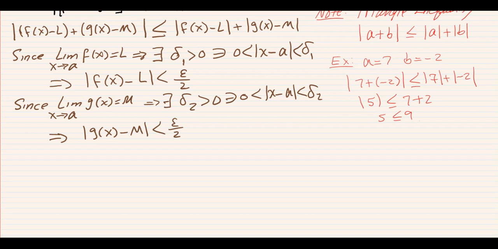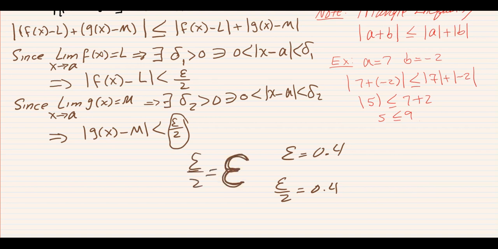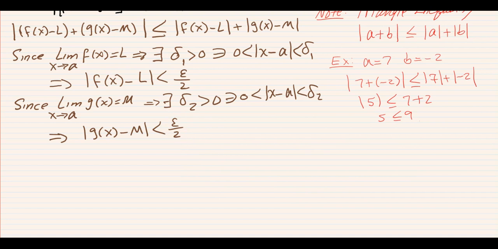Remember, epsilon is a number, so if I say epsilon is 0.4, well, I could have said epsilon over 2 was 0.4. The point is that here I just have a very small number. So there you go. I can let epsilon over 2 be epsilon. So it's okay. It's legal to do what I'm doing here. Okay, let me erase this one. Again, those are based on the fact that we know the limits exist.